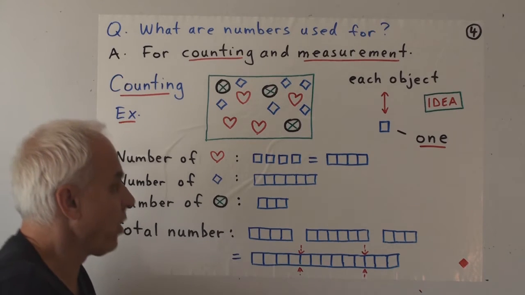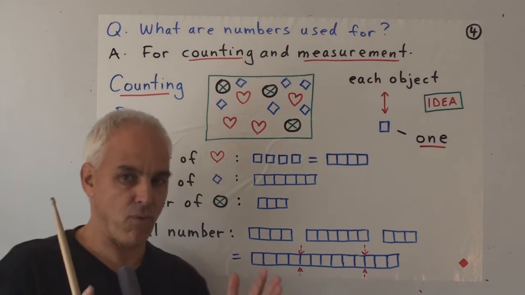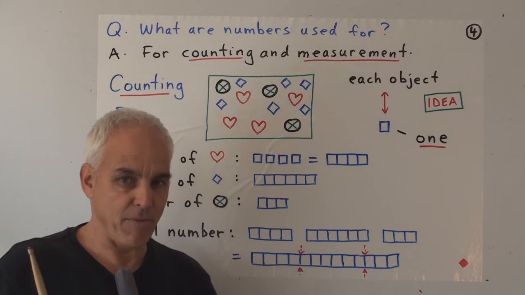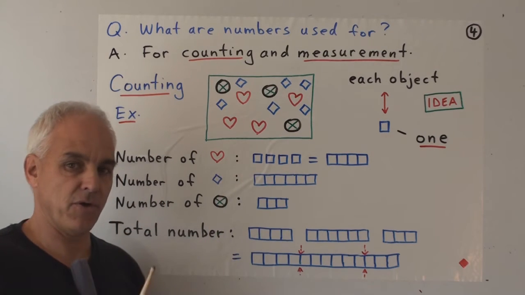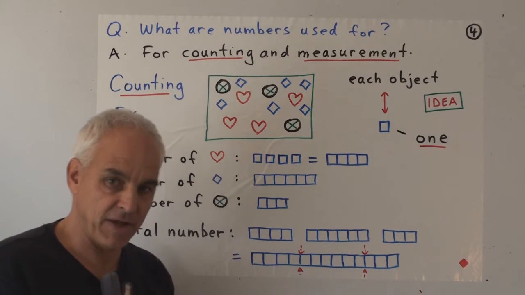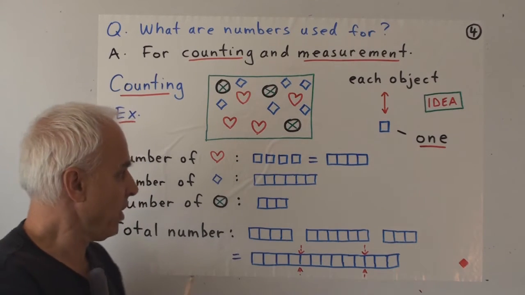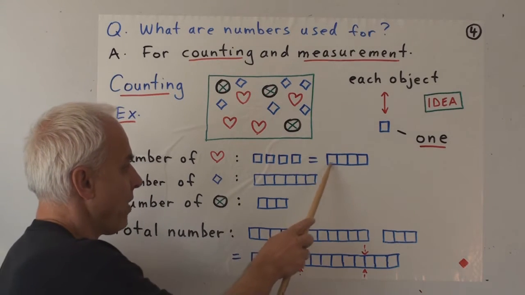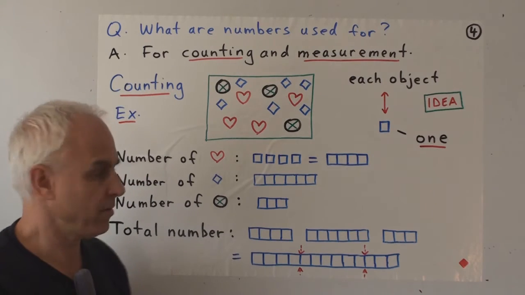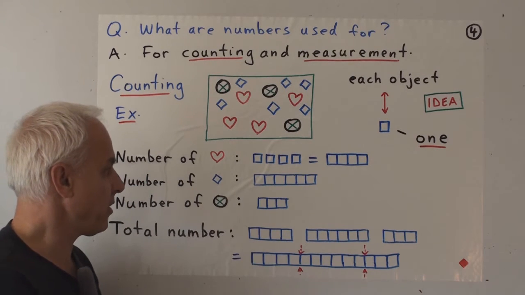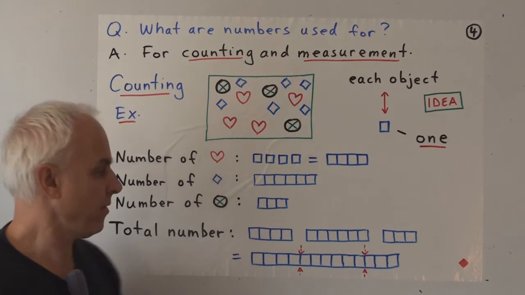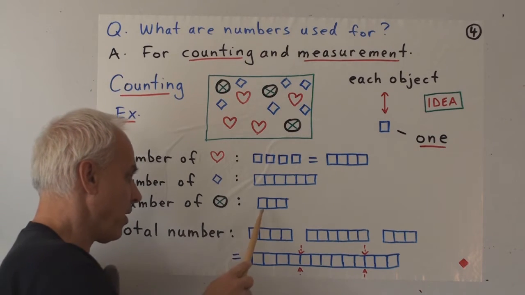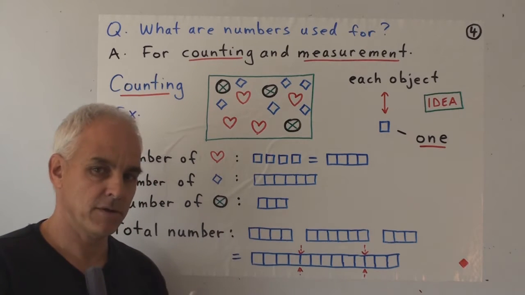So if we had to use words, well, we don't have a lot of words for numbers. There's only the number 1. So if someone asked us, how many hearts are there? And we had to say something as opposed to showing them, we would say there's 1, 1, 1, 1 hearts. And how many diamonds are there? There's 1, 1, 1, 1, 1, 1 diamonds. And how many circles are there? There are 1, 1, 1 circles.